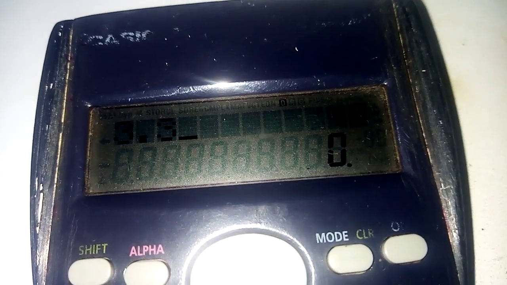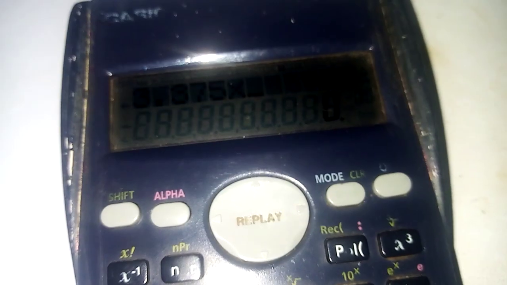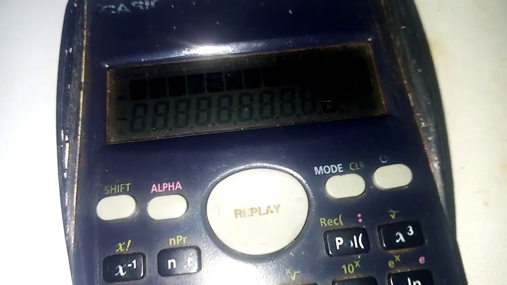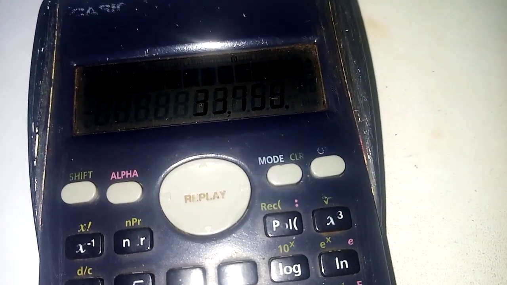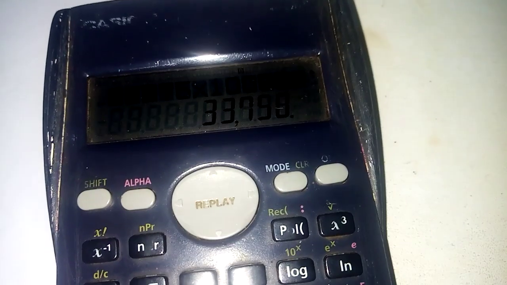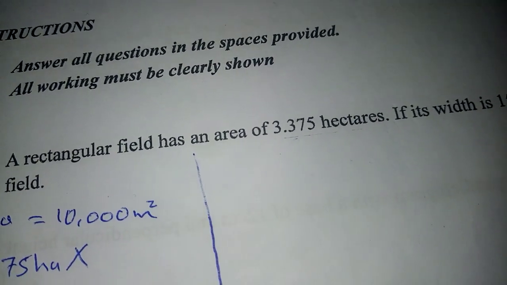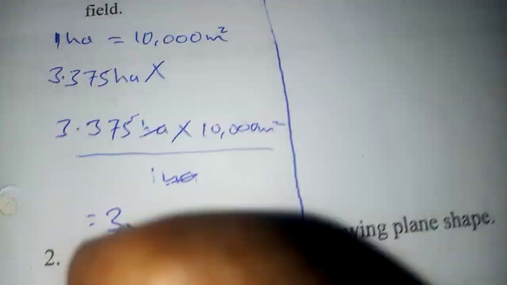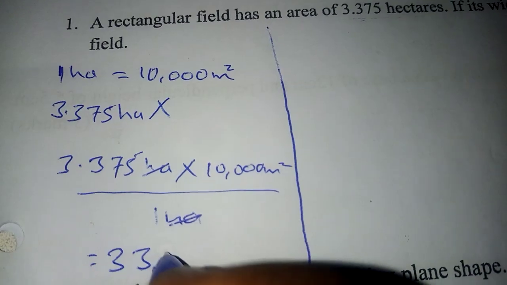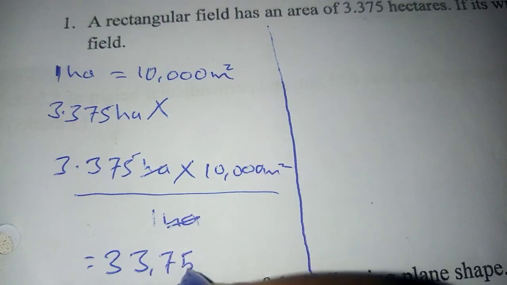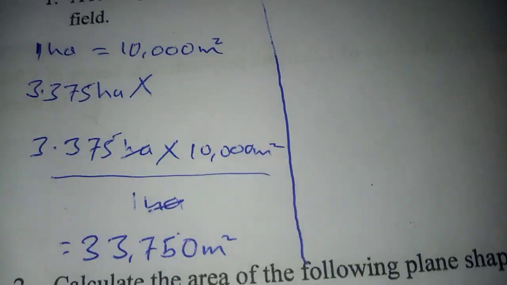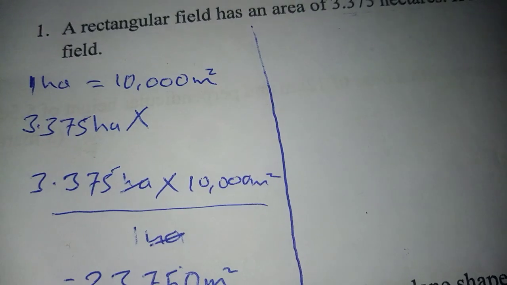So I can take my calculator here. I put there 3.375 multiplied by 10,000. I'll get 3,750 meters squared. So that is the area in meters squared.